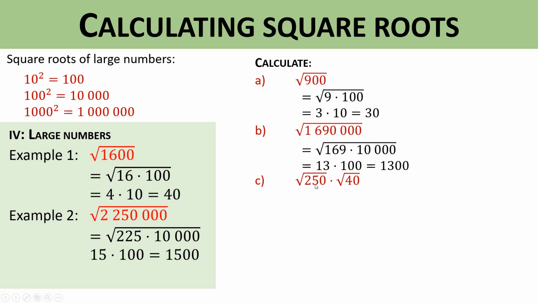And the square root of 250 times the square root of 40, well, what we can do is say, let's multiply these two numbers first and then take the square root. So this is 250 times 40. Well, what is that? 250 times 4 is 1,000, times 10 is 10,000. So we're taking the square root of 10,000. And the square root of 10,000, we already see it here, that's just 100.